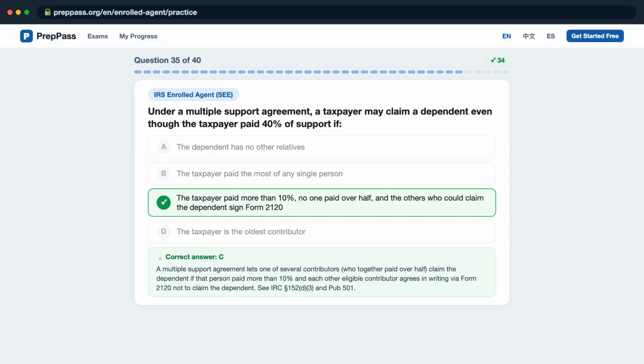The correct answer is C. A multiple support agreement lets one of several contributors, who together paid over half, claim the dependent if that person paid more than 10% and each other eligible contributor agrees in writing via Form 2120 not to claim the dependent. See IRC Section 152(d)(3) and Pub 501.